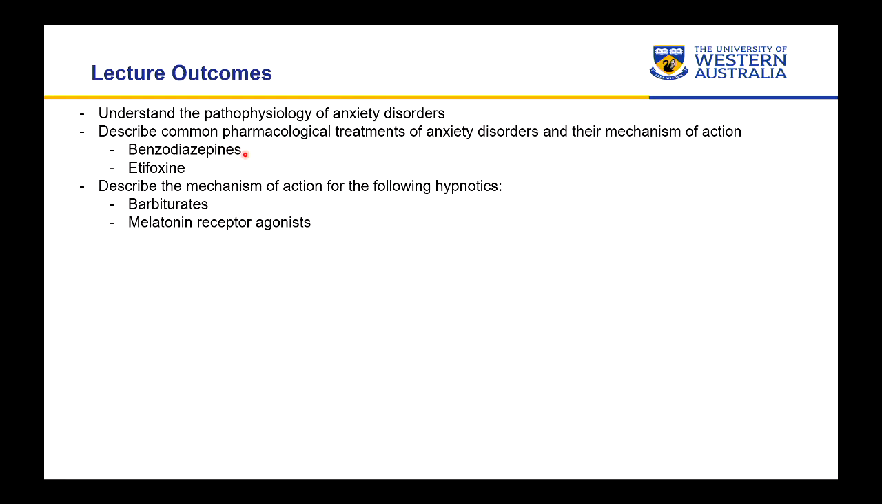We're going to talk mostly about benzodiazepines because they're the most commonly prescribed anti-anxiety drug. Then we'll briefly touch on etifoxine, which is another, different type of anti-anxiety drug. And then we'll move on to focusing more on hypnotics. Mostly we'll focus on barbiturates, and then we'll end the lecture by looking at melatonin receptor agonists as well, which might be relevant to a lot of people that take things like melatonin to help them fall asleep.